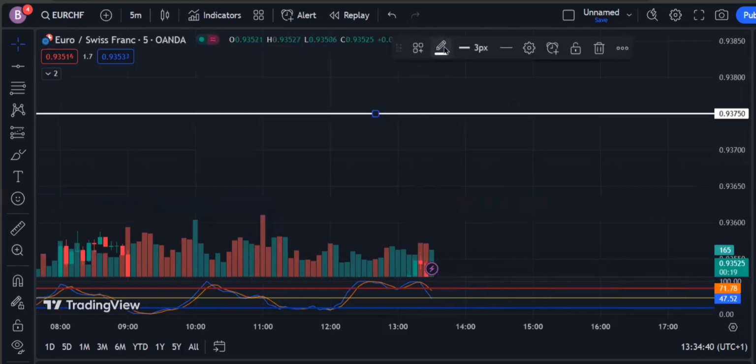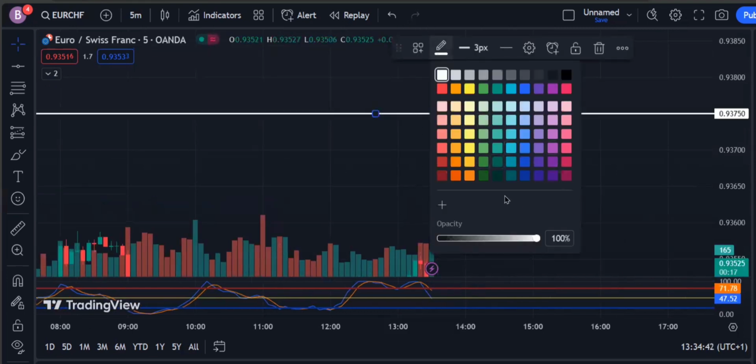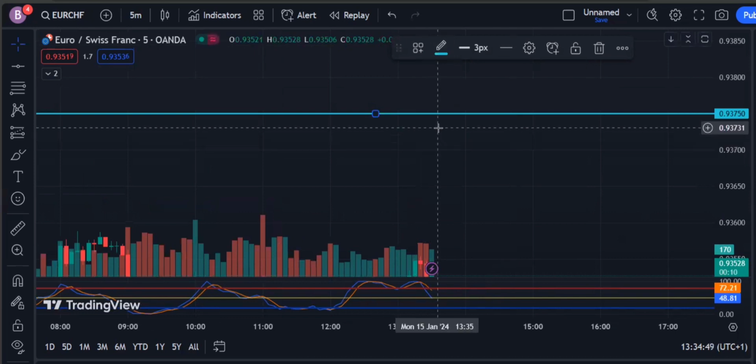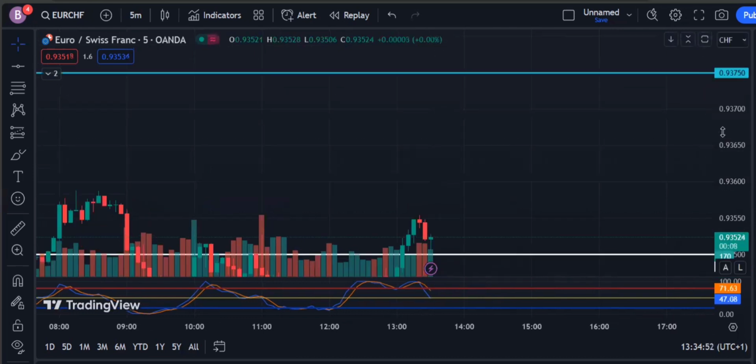I'm going to make this another color. I'm going to make it red. Let me make it blue. No, let me make it this. All right, so we made it the other color.